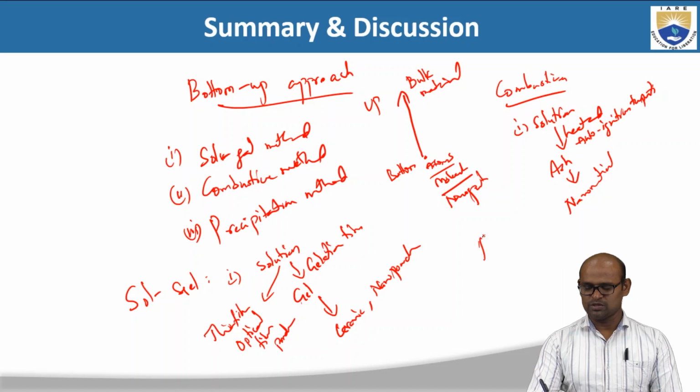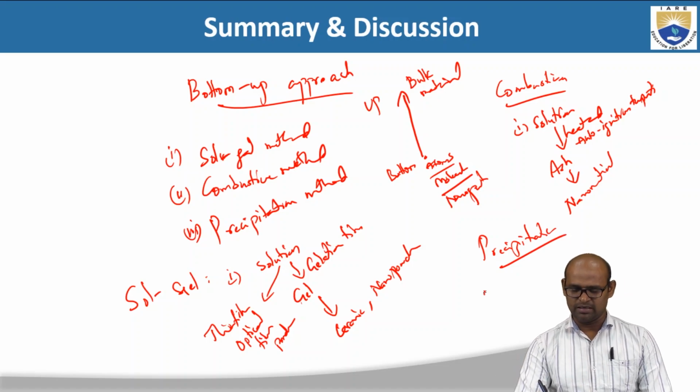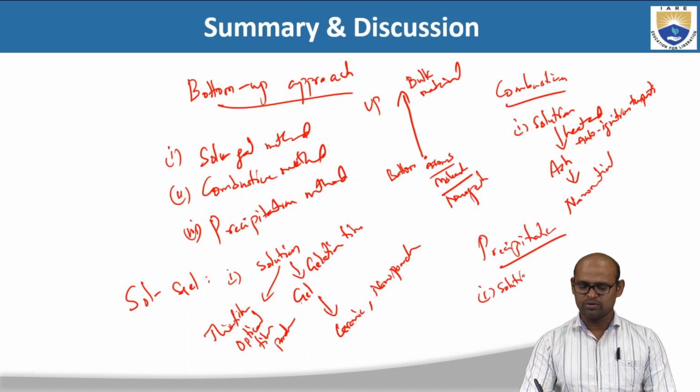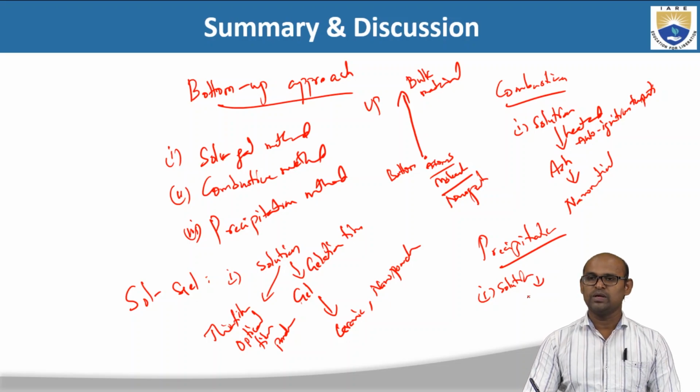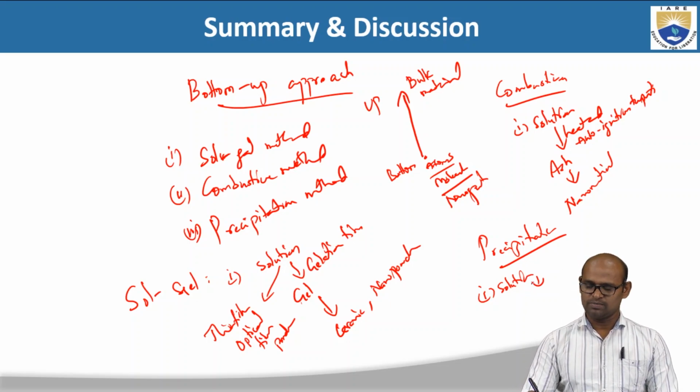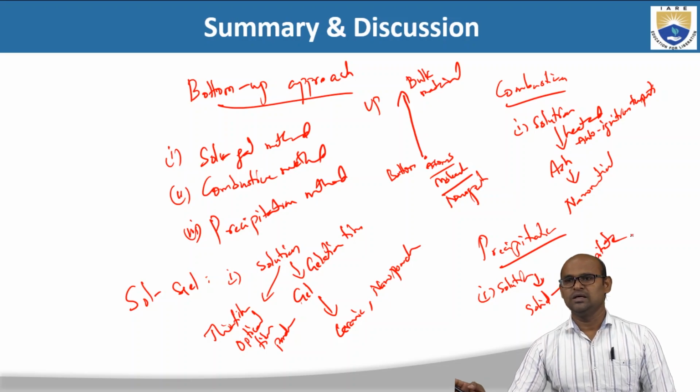The last one is the precipitation method. In the precipitation method, we again prepare a solution with suitable solvents and solutes, and in this solution we mix ionic compounds because of the precipitation reaction. When we mix these ionic compounds, we will find the formation of a solid, which is called a precipitate. This is what we will see as a nanomaterial.